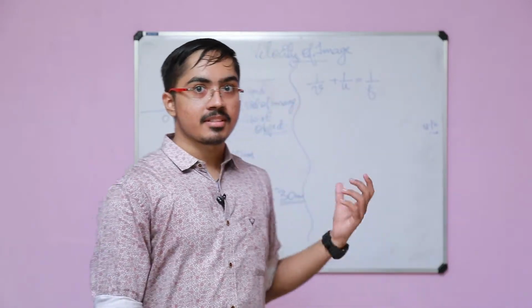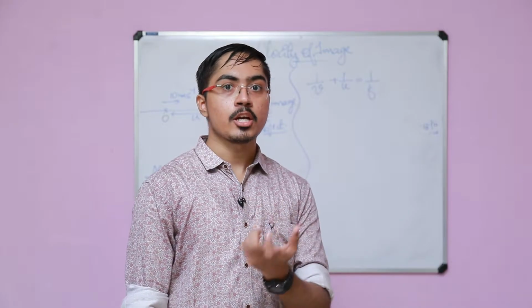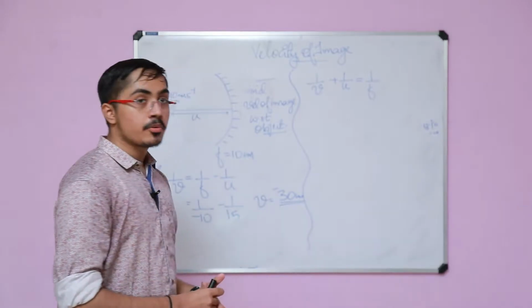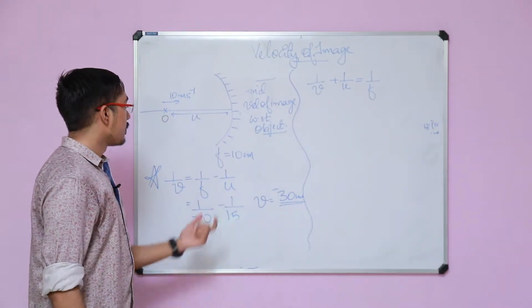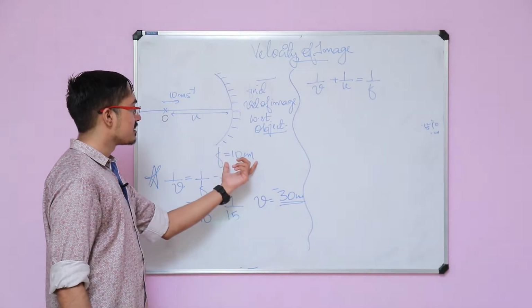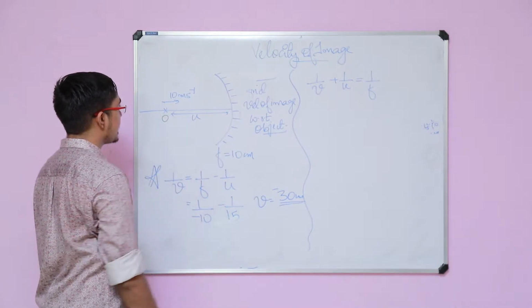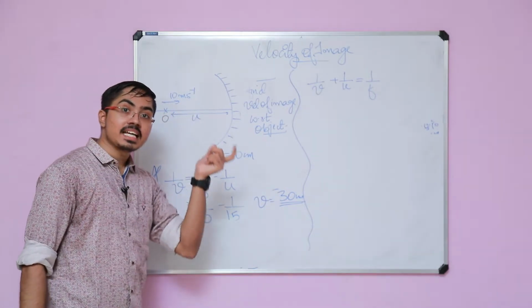So in this session, I will be dealing with a question from the topic of ray optics or geometrical optics. Here I have taken a question which says, there is a concave mirror of focal length 10 centimeter, right? The focal length of this concave mirror is given to be 10 centimeter. Now, there is an object which is moving towards this mirror with a speed of 10 meter per second.